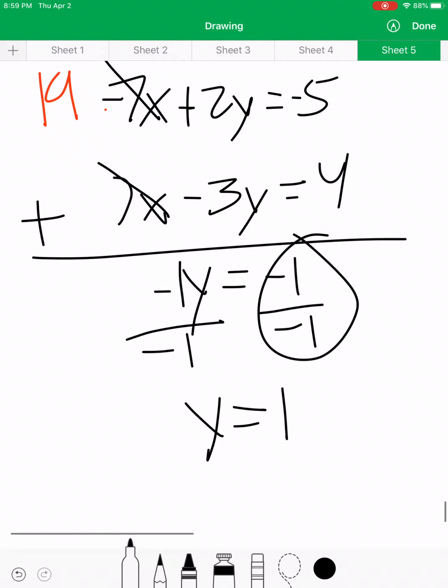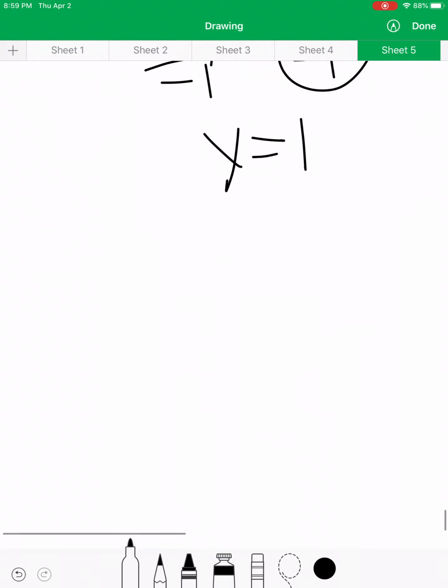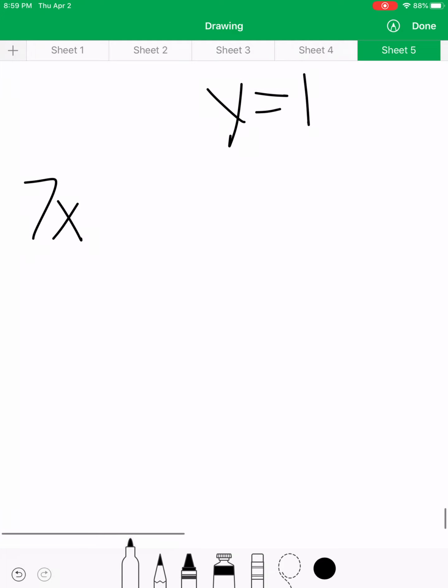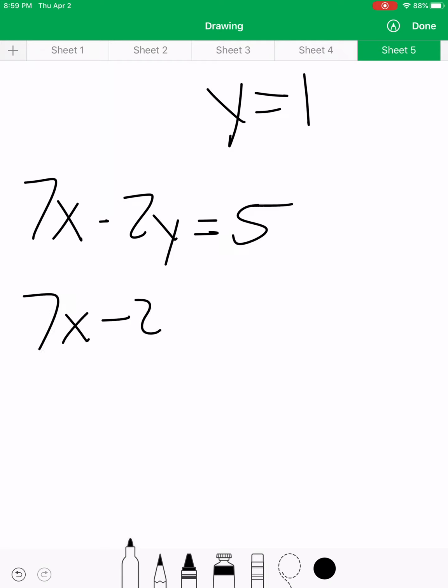Once I know what y is, go back and plug it into one of your original equations. I'll choose the top one again. 7x minus 2y equals 5. Substitute 1 in for y. 7x minus 2 times 1 equals 5.